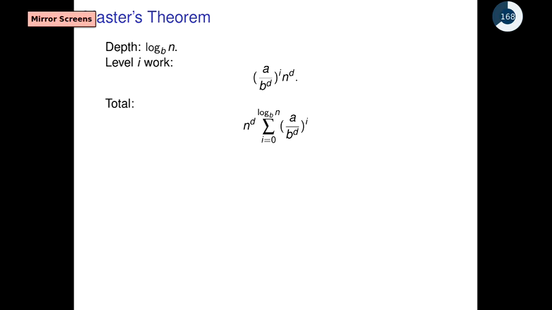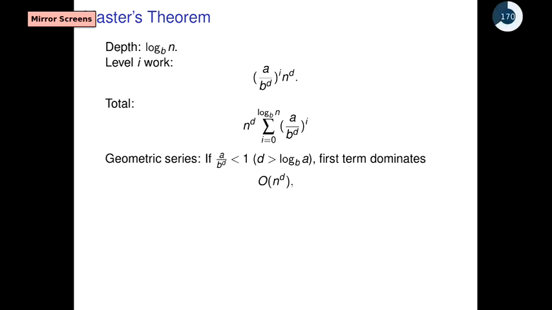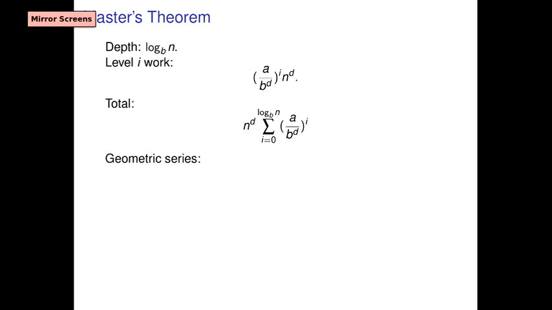The total work is the sum over all levels. And again, it's sort of a geometric series, right? But here there's a series that only depends on A and B and D. These three terms in our recursion, A and B and D. A is the number of subproblems, B is how fast your problem size goes down, and n to the D is the work you do at that level.